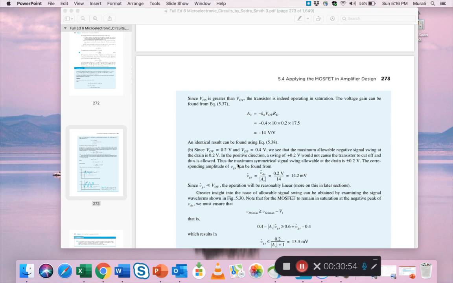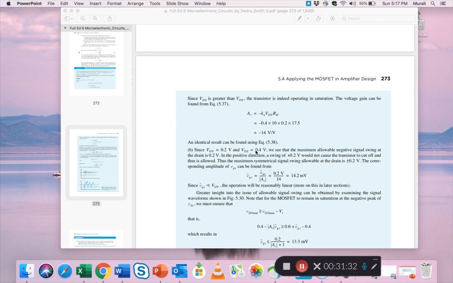Now, we have to find the magnitude of the input signal. How high can the input signal, that means the gate to source voltage, small vgs, go on either side without causing the transistor to go into saturation? To do that, he looks at what's going on with the output side. The overdrive is 0.2, VDS is 0.4, so there's a gap of 0.2 volts that is allowed on the output side.